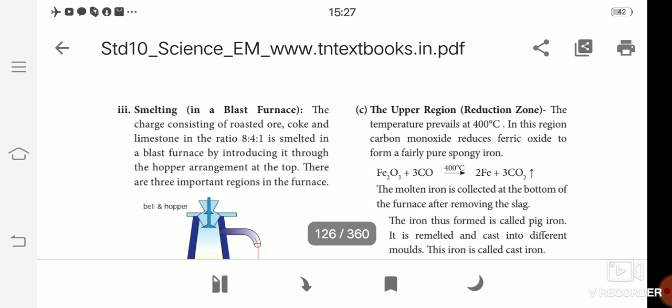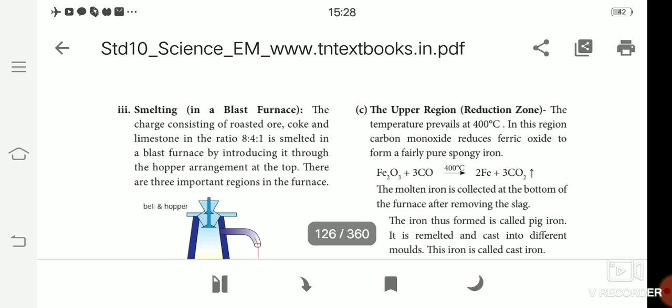Then the upper region reaction. Hematite, Fe2O3, the ferric oxide, is reacted with carbon monoxide to form pure metal iron. The molten iron is collected at the bottom of the furnace, removing the slag. The iron formed is called pig iron, and this iron is also called cast iron.